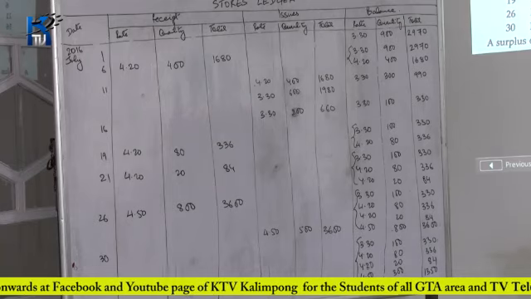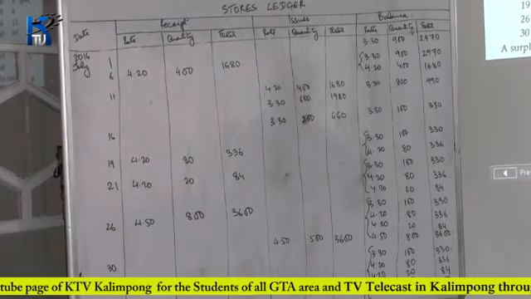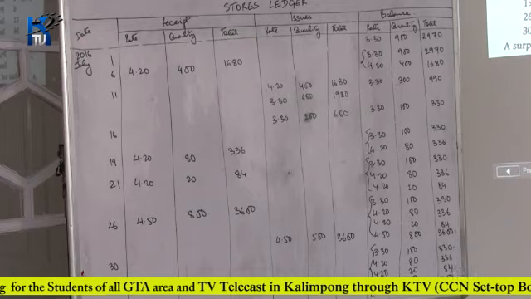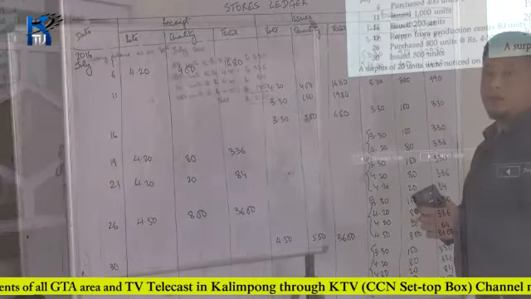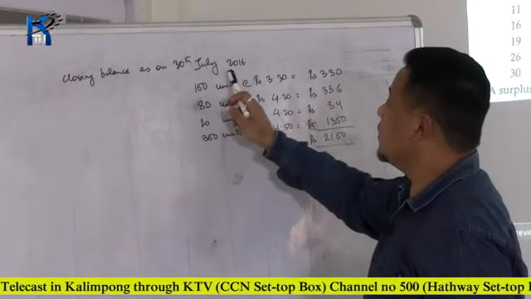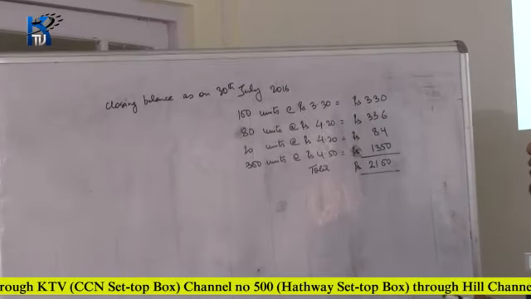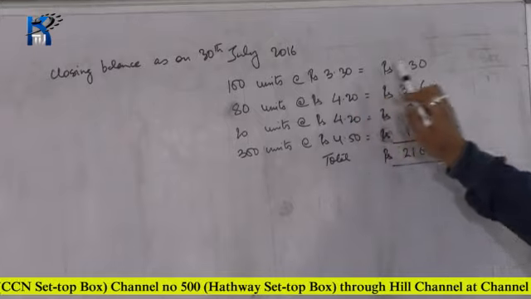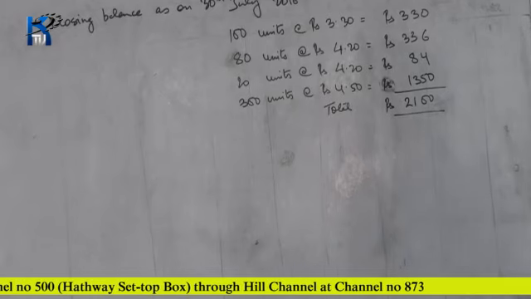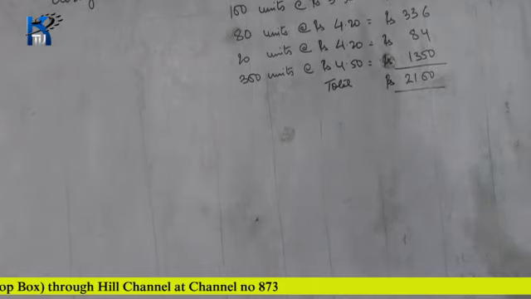So this was your stores ledger under LIFO method, but you have to show the balance after this problem. So after we finish the problem, we will show the closing balance as on 30th July 2016. So look at the problem, stores ledger. At the end of the day, there were these balances. In total, the balances amounted to rupees 2,100. So we have solved this problem under LIFO method.